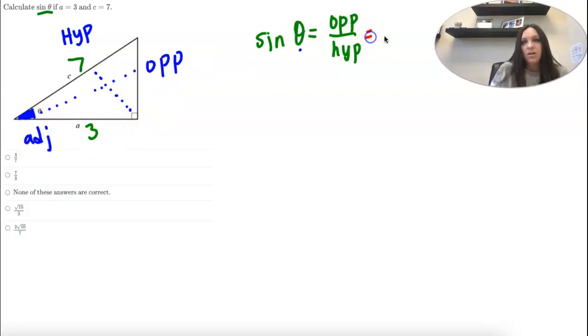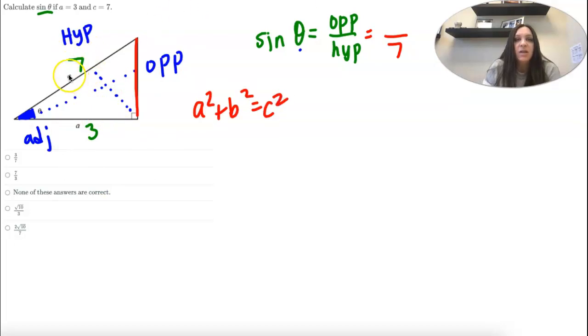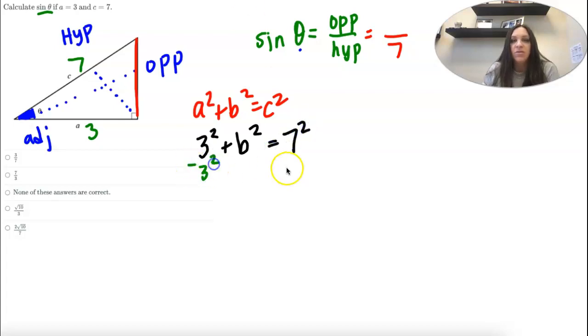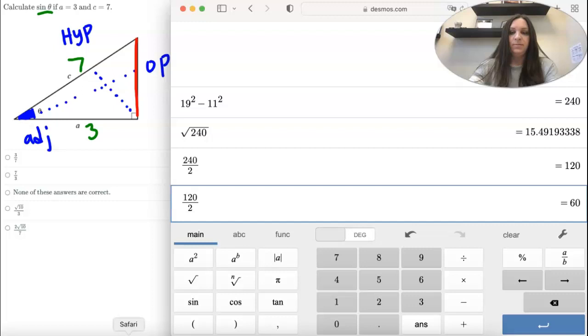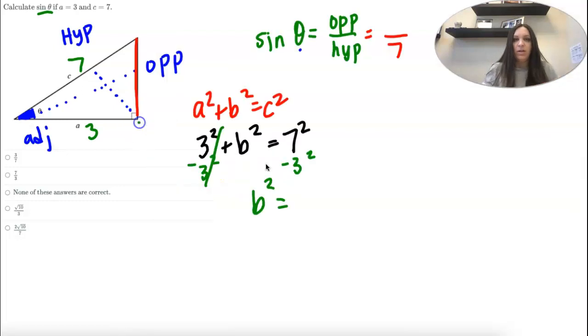Alright, so I know the hypotenuse is 7. I don't know the opposite side. See? It's blank. So, what do we use? Pythagorean Theorem, right? I have to solve for that extra side. So C is always the hypotenuse. It's actually C on this. And then A is 3. So 3 squared plus B squared equals 7 squared. I'm going to minus this 3 squared on both sides. So I have B squared equals 7 squared minus 3 squared is 40.